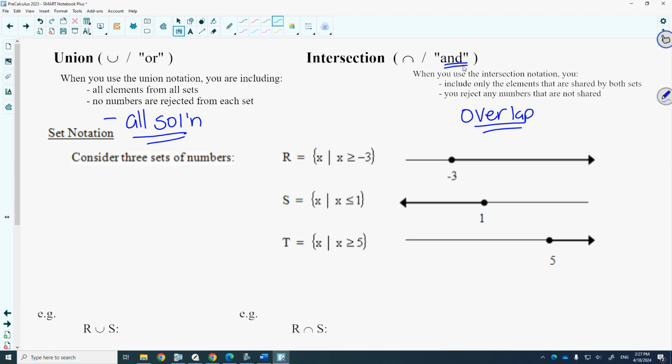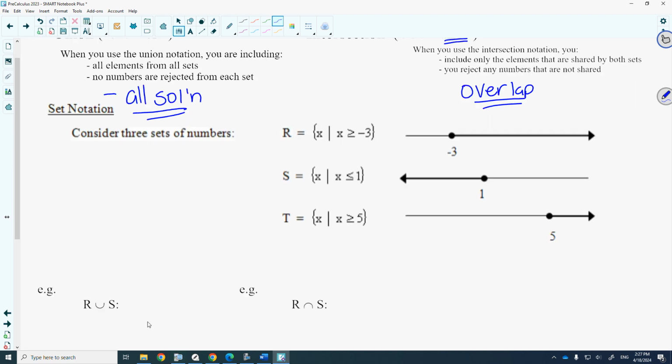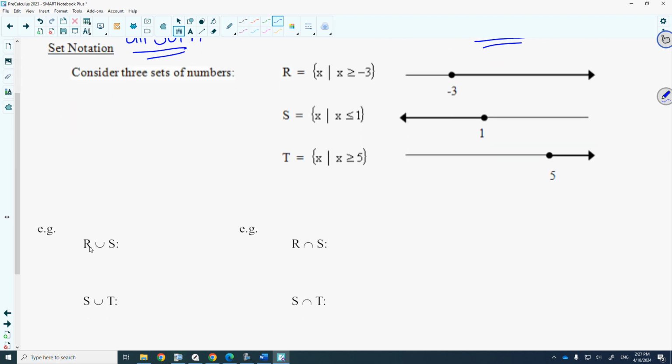Intersection is an "and", and we're going to be doing the overlap. So here's what I mean by this. I'm given 3 sets of numbers that we're going to consider. R: X is greater than or equal to -3, this guy here. S: X is less than or equal to 1, this set here. And T: X is greater than or equal to 5, this set over here. They want me to do the union of R and S.